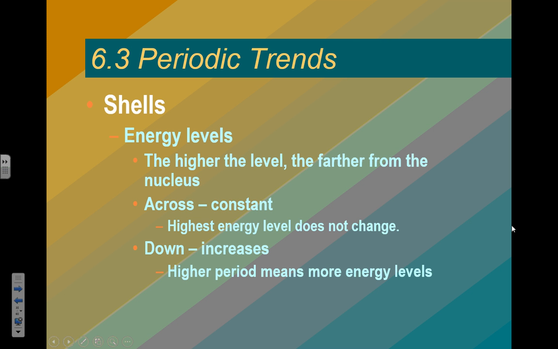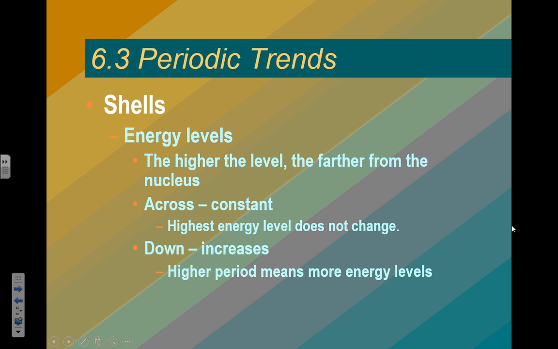Now, when you go down, however, it's a different story. As we go down from period 1 to period 2 to 3 to 4, we add a new valence level. So we're steadily increasing our highest energy level, and we're therefore moving those valence electrons farther and farther and farther away from the nucleus as we add energy levels.